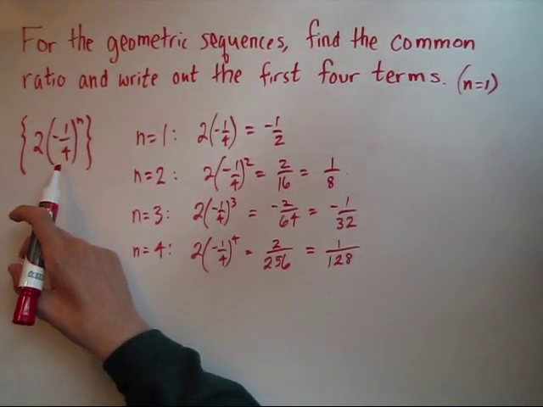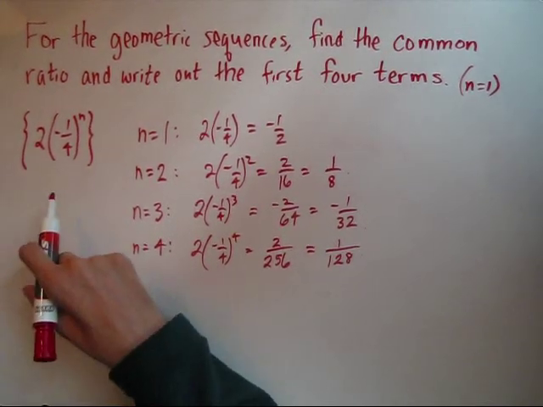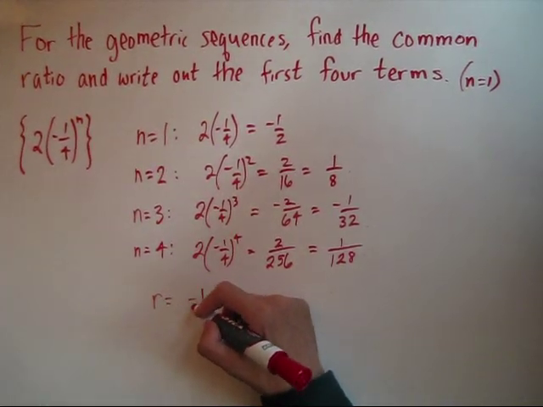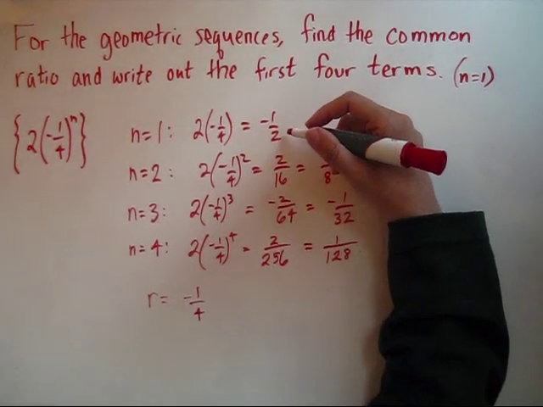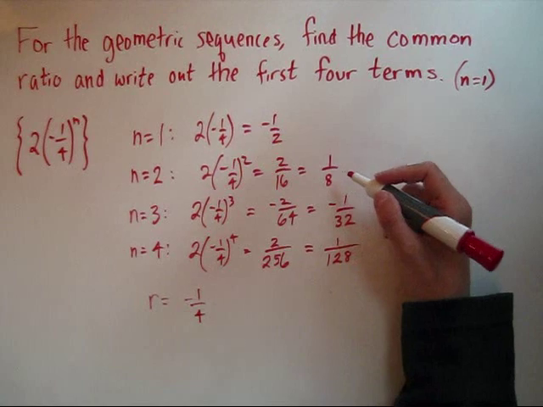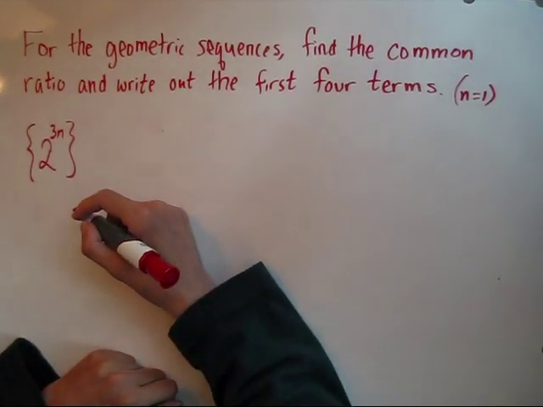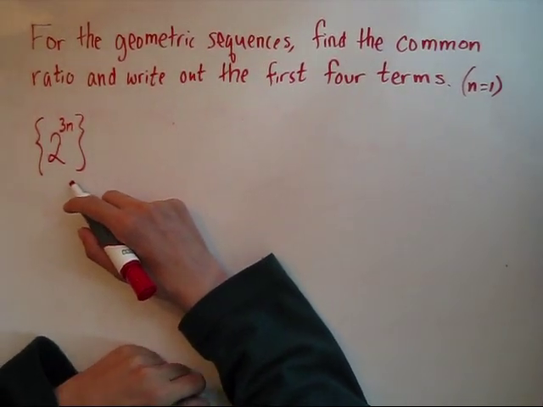It's just whatever is being taken to a power. We have a negative 1/4. That's going to be our common ratio. And you can test it by taking negative 1/2 times negative 1/4, you get 1/8. 1/8 times negative 1/4, you get negative 1/32. It's working. So let's do the same thing with this geometric sequence.